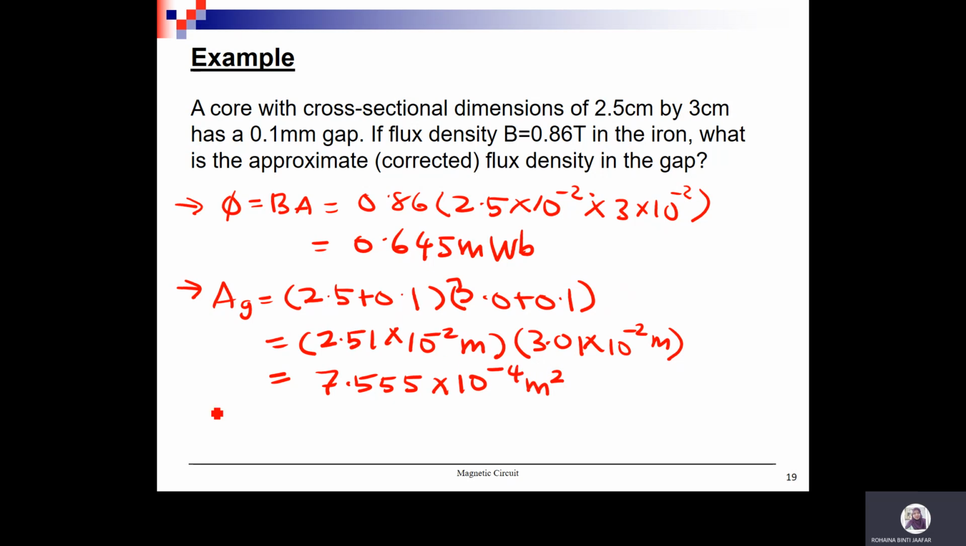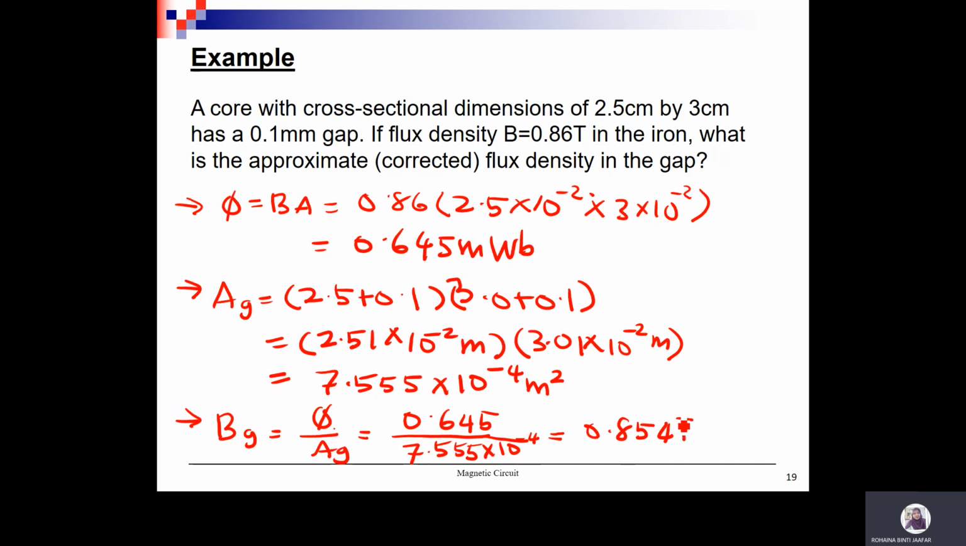Okay. And then once you get the new area with an air gap, to get flux density with air gap, phi over A with air gap. So your phi is here, 0.645 over 7.555 times 10 minus 4. So your final answer of your flux density with the air gap is 0.854 Tesla.